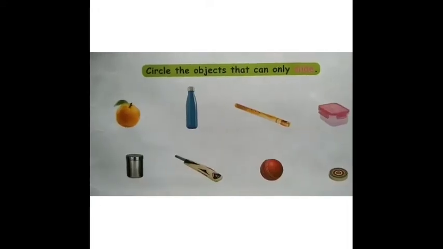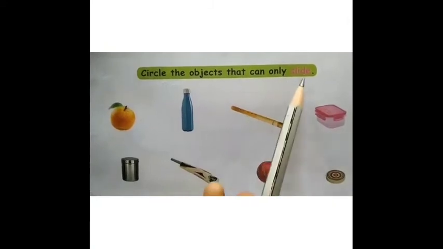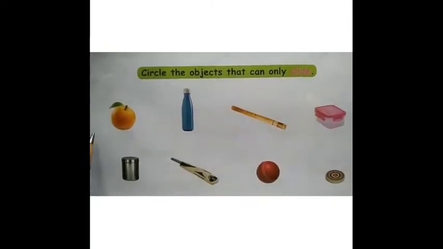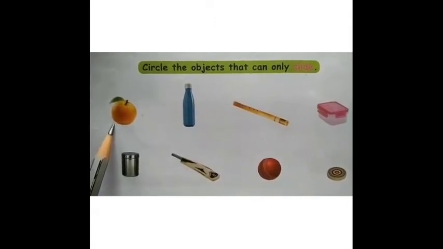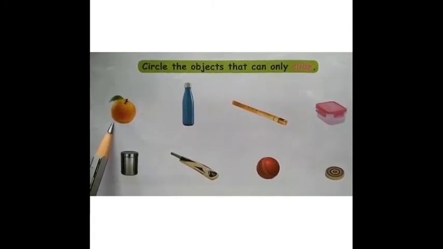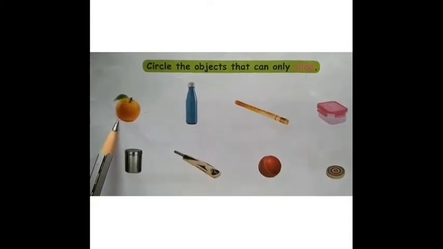Children, next let us see, circle the objects that can only slide. First one. Children, the first picture is what? The first picture is an orange. It is a round shaped object. Children, can it roll or slide? It can only roll.